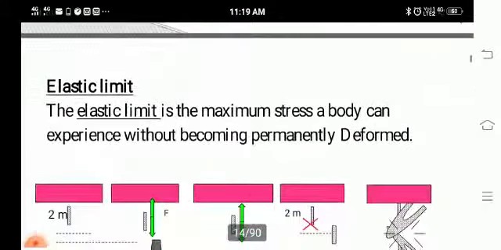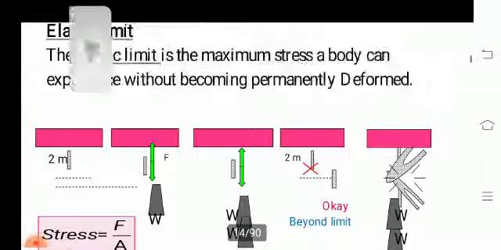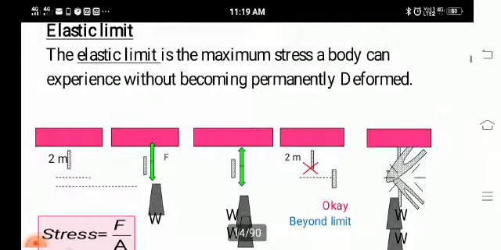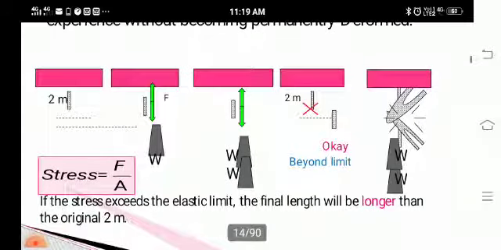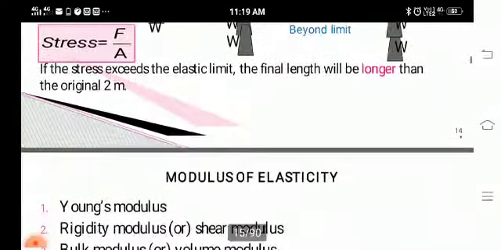Then we have elastic limit. The elastic limit is the maximum stress a body can experience without becoming permanently deformed. Here we can see a stress is applied and the strain is produced. If the stress exceeds the elastic limit, the final length will be longer than the original one.